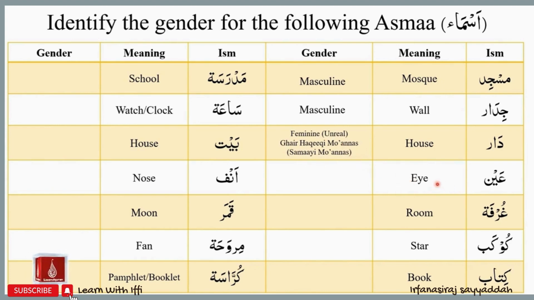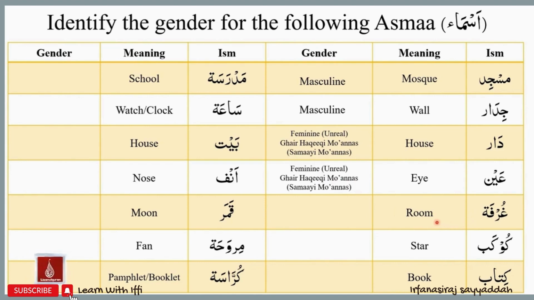An means eye. An is a part of a body which exists in pair. Therefore, it is also one of the categories within samai muannas asma. So an will be used as feminine in a sentence, and it is an example of samai muannas.